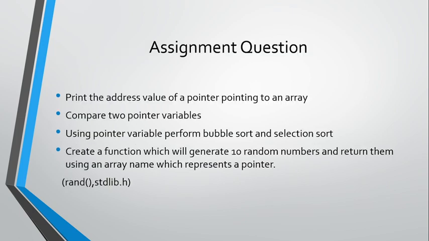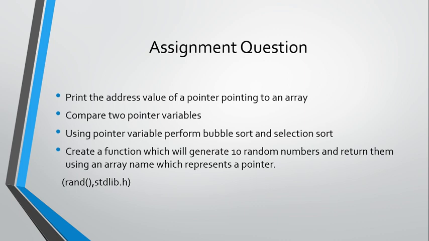Another question for assignment: print the address values of a pointer pointing to an array. Just create a pointer, create an array, then point the pointer variable to the array and print the address locations of the array. Just print P, then you will get the array locations. Then compare two pointer variables. Create two pointer variables and compare them directly. The address is being compared, whether the addresses point to the same location or not.